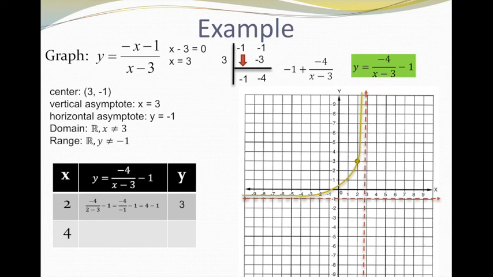Okay, let's substitute 4 into our formula. So negative 4 over 4 minus 3 minus 1 equals negative 4 over 1 minus 1. So negative 4 minus 1, which is negative 5. So my point is at 4, negative 5. So my branches are going to infinitely approach my asymptotes but never cross.